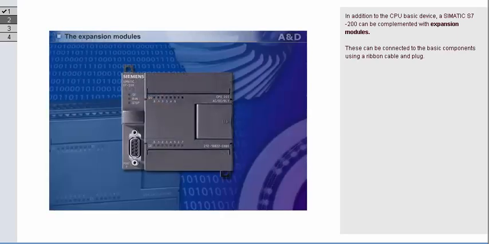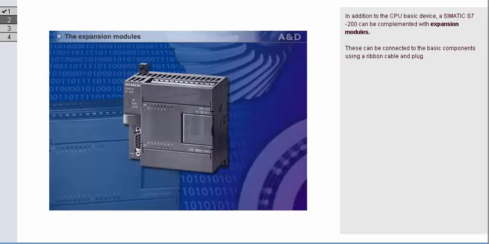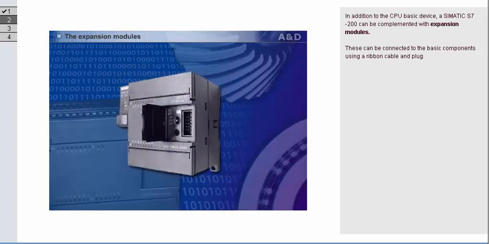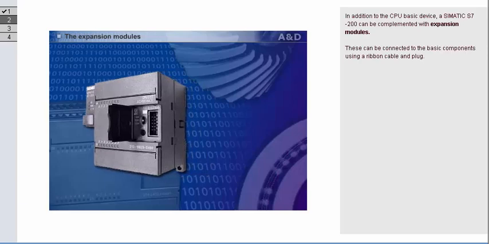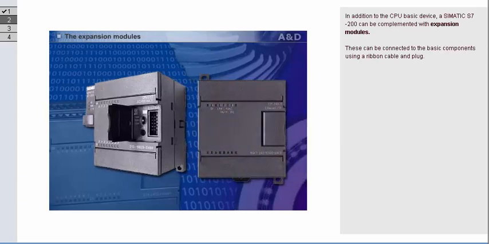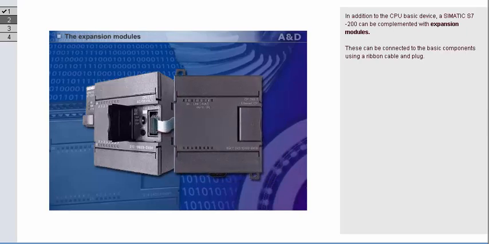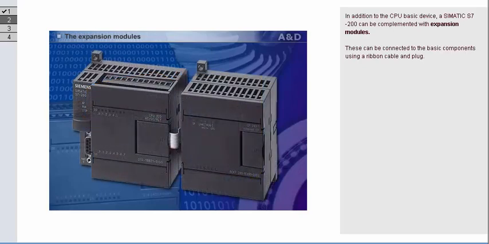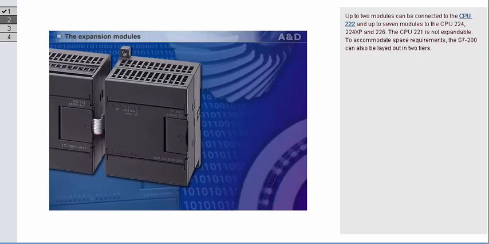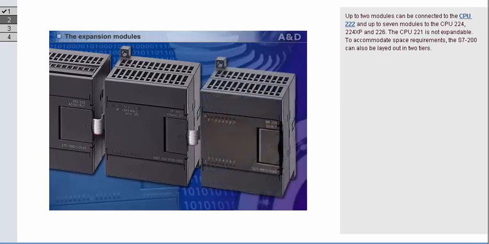In addition to the CPU basic device, a SIMATIC S7200 can be complemented with expansion modules. These can be connected to the basic components using a ribbon cable and plug. Up to 2 modules can be connected to the CPU 222 and up to 7 modules to the CPU 224, 224XP and 226. The CPU 221 is not expandable.